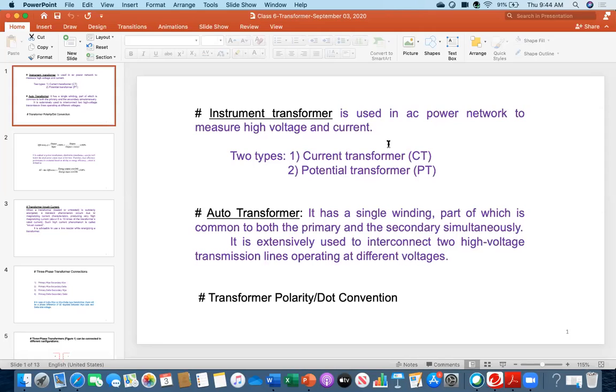To measure high voltage and current, you can't use a simple laboratory ammeter or voltmeter because those are high voltage and high current. So definitely you need the help of a transformer. Those are the current and potential transformers. So let's go to the whiteboard, then you will get it.